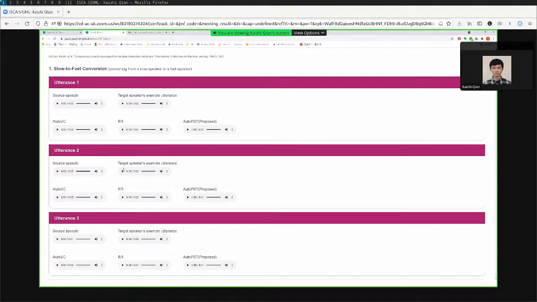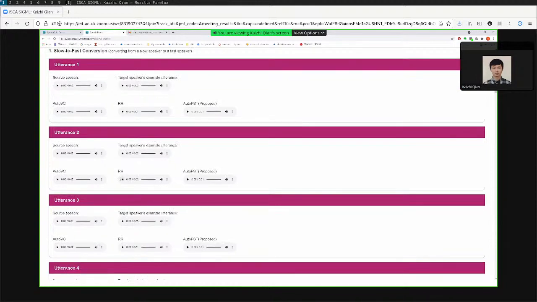First is AutoVC, which we already know would not convert rhythm. And then it's the random resampling, abbreviated as RR, which is similar to our AutoPST algorithm, except that the resampling is not based on similarity. And then finally, our proposed AutoPST algorithm.